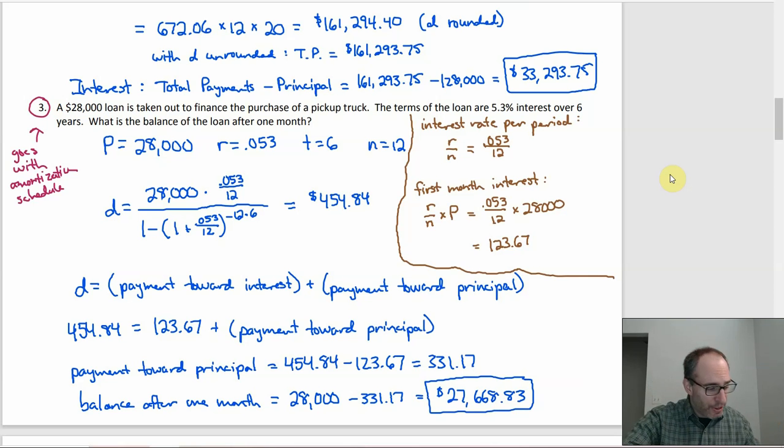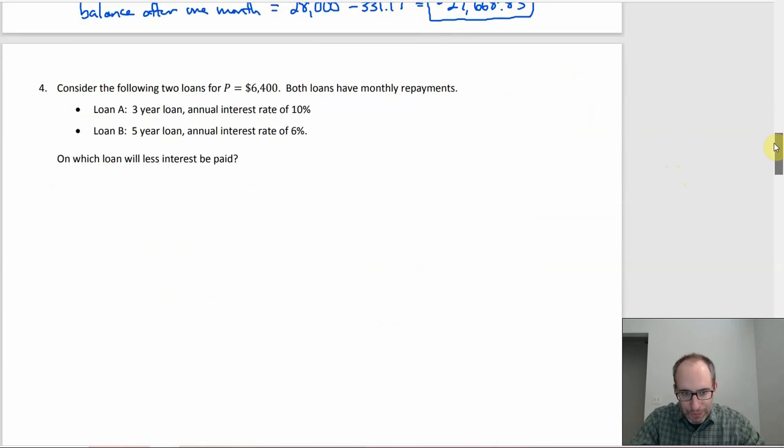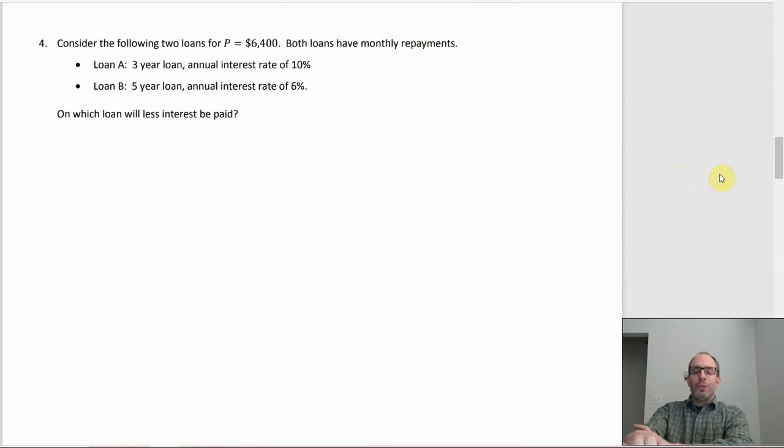All right, let's see. Then number 4 and 5 are comparing loans. So this actually won't involve splitting things up. So we have a couple loans. They're for different amounts of time. They have different interest rates. And then let's say the thing that you're concerned with is, well, I want to be able to pay a smaller total amount of money, which would be the same thing as saying I want to pay less interest. So that's what we're trying to figure out here.